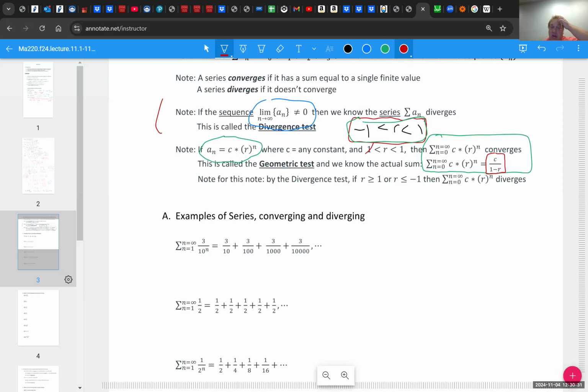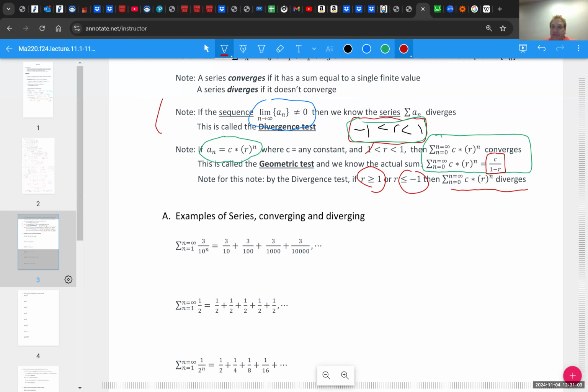And by the way, a note for this geometric test: if r is not between -1 and 1, if r is greater than 1 or less than -1, the other possibilities for r, we immediately know that the series diverges. So if you have this particular type of number sequence that you're adding together that looks like c times r to the n, where c is a number and r is a number, if r is between -1 and 1, it converges. If r is not between -1 and 1, it diverges.